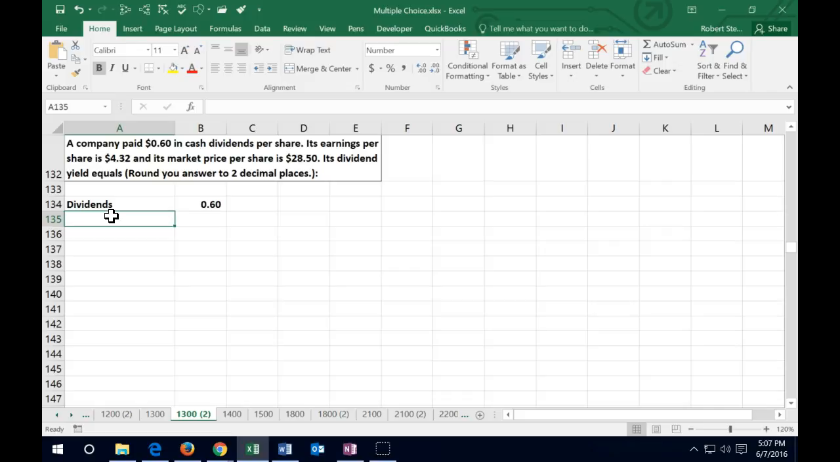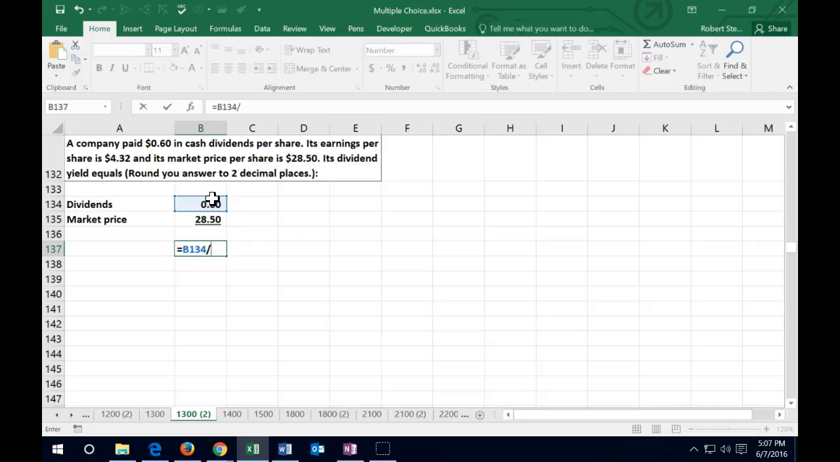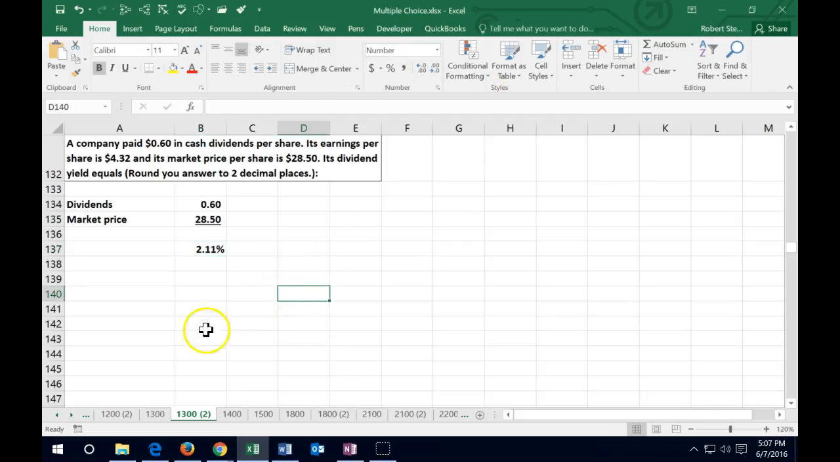So we got the 0.6 and then we got the market price. Market price being 28.5, and if we divide those out, I'm going to underline, home tab, font, underline. And then we're going to say it's the 0.6, 60 cents, divided by the 28.50. And that gives us 0.02. We're going to make that a percent. So we're going to go to the home tab, numbers, percentize it, and then add a couple decimals. So it's 2.11%. That would be the dividend yield.